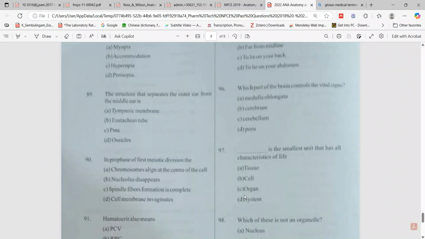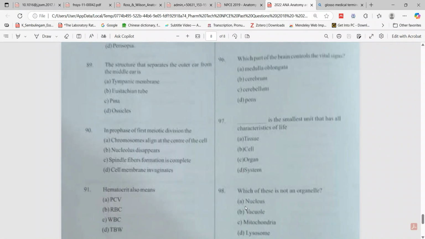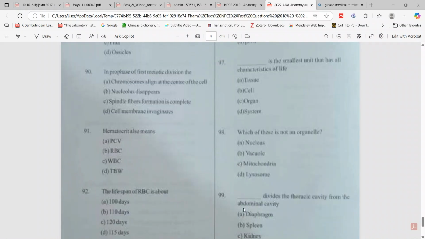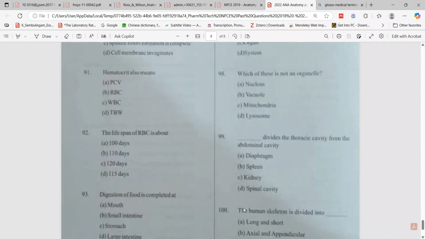96. Which part of the brain controls the vital signs? Medulla oblongata. 97. Cell is the smallest unit that has all characteristics of life. Which of these is not an organelle? Nucleus.